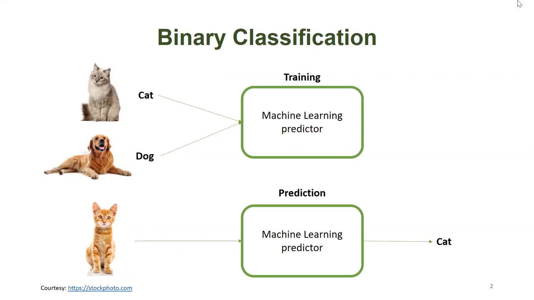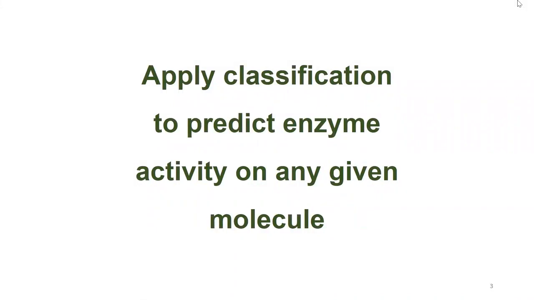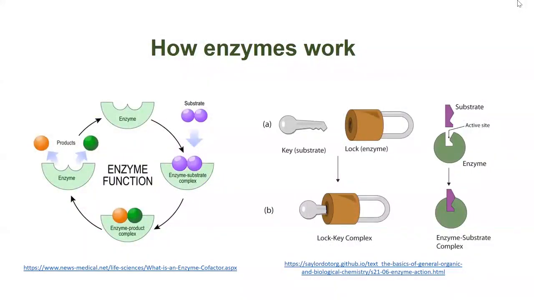That's right. Classification has been used in a variety of applications. It's in your smartphone, it's in everything. And in my research, I used it to predict enzyme activity on any given molecule. Now a little bit of background on the biology. Enzymes are proteins responsible for catalyzing biochemical reactions in all living organisms. They work by binding with a molecule, also known as a substrate, and transforming it into another molecule, also called a product. When the enzyme does this, we say that the enzyme acts on the substrate.